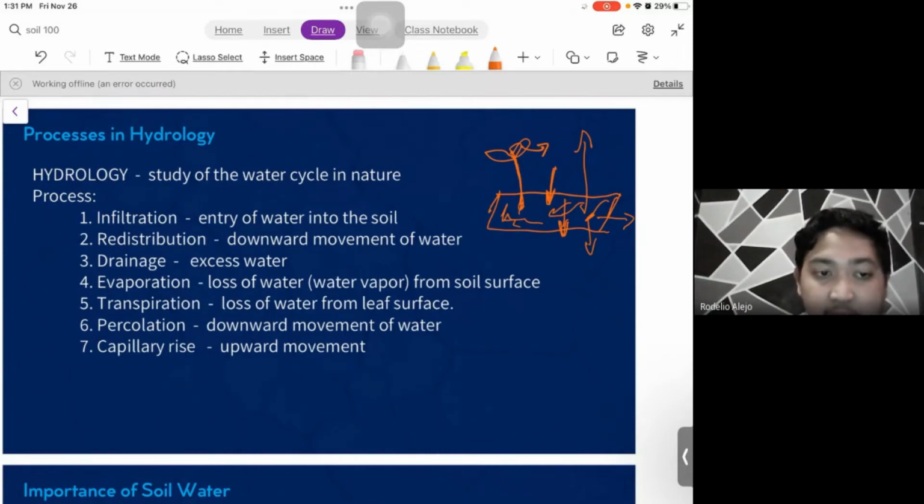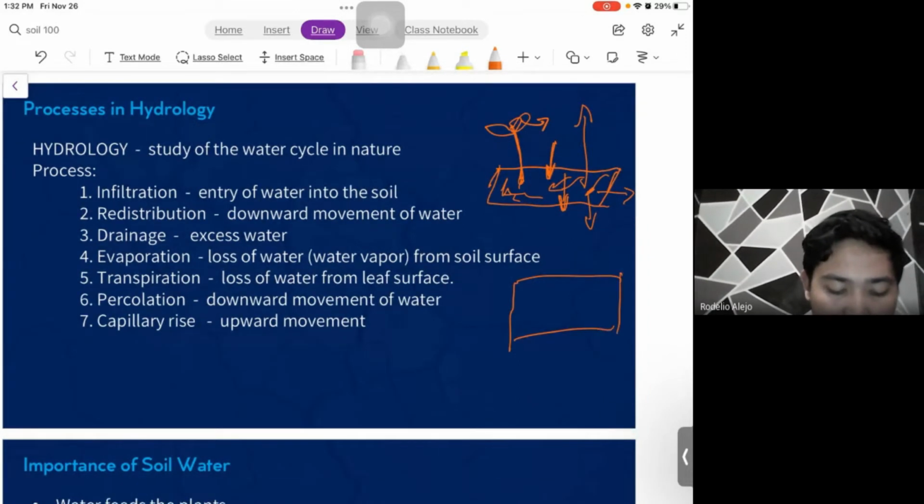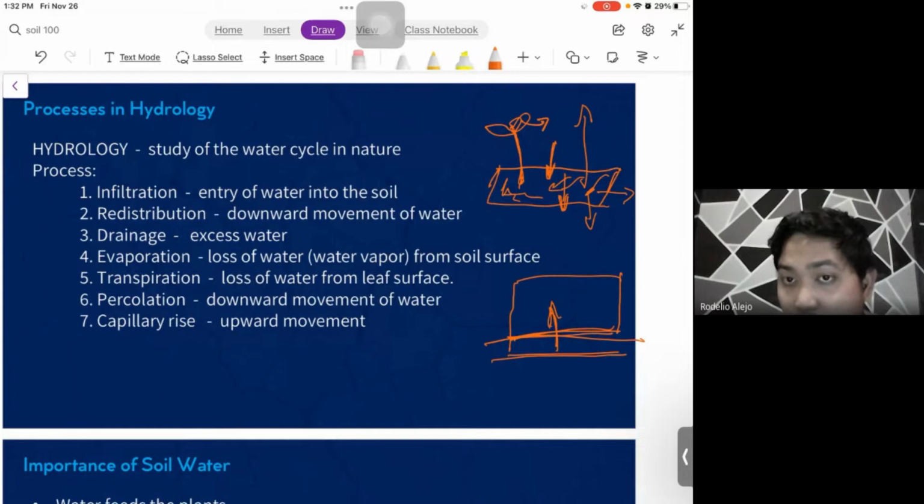Then again, we have the percolation and also the capillary rise, or the upward movement. So capillary rise, for example, this is our soil. Then below our soil is the groundwater table, or the water table. Because of the capillary rise, or the capillary movement, yung water natin ay tumataas. If you want to verify this capillary rise, di ba yung soil natin, ilagay natin sa container, then butasan natin yung container sa ilalim ng maliit para hindi mahulog yung lupa. Then ilalagay natin siya sa tubig, makikita nyo na yung water ay tumataas. Okay, that is capillary rise. It is because of what we call adhesion and cohesion, which mamaya i-discuss natin what it is all about.